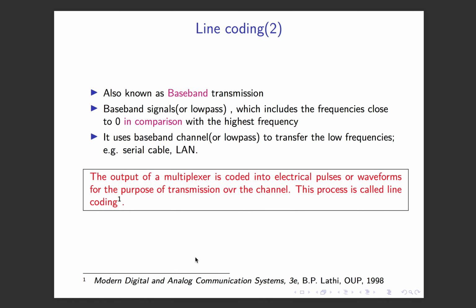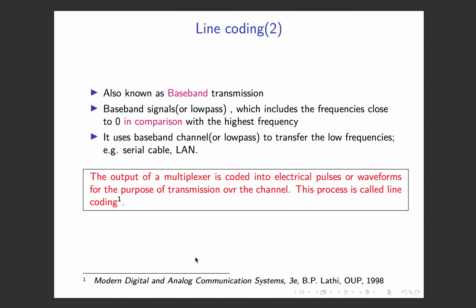So line coding is also termed baseband transmission. In these line coding schemes, we mainly deal with low frequency signals, and to transmit these low frequency signals we need serial cables, LAN, which we get to see on our day-to-day basis.